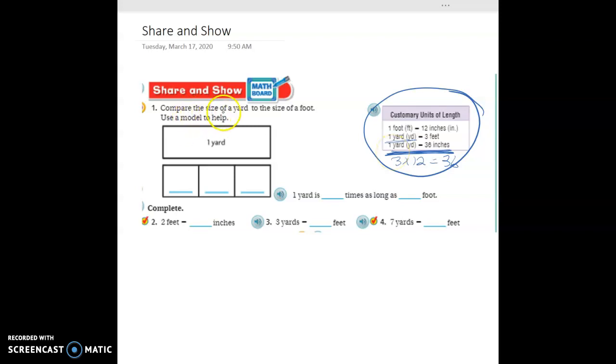Now, it says compare the size of a yard to the size of a foot. Use this model to help. So here's our yard. And we know that it has 12 inches, which is 1 foot, which is another 1 foot, and another 1 foot. So if you think about it, it's 12 inches, 12 inches, and 12 inches. So 1 yard is 3 times as long as 1 foot.